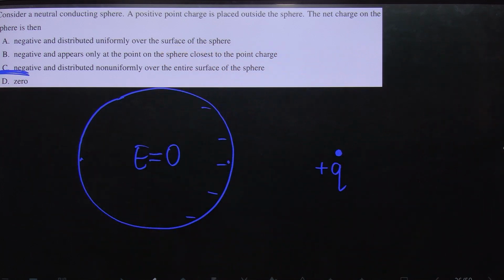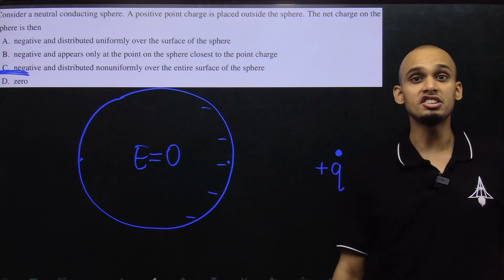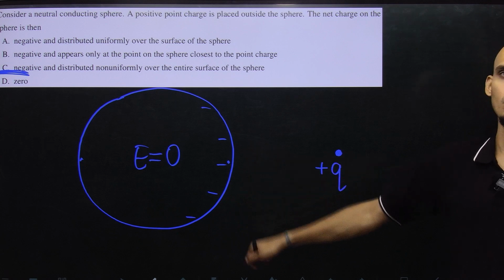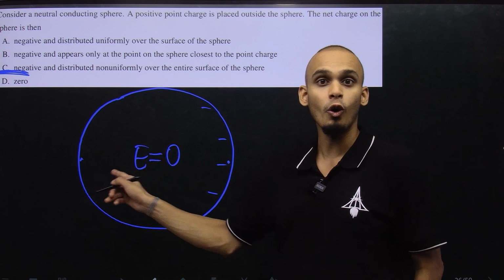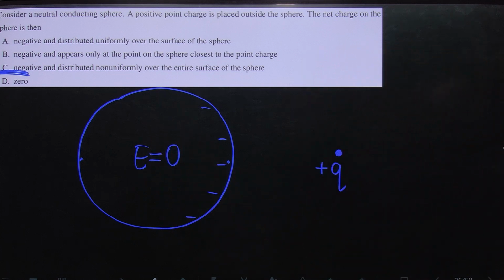Again, it's a very simple logical question, but if you make even a slight mistake in your judgment, you will get negative marks. Remember the basic concept always: the electric field has to be 0 inside a conductor. If you have a high electric field at some point, then the charge distribution should be high around that point, and around the other point the charge distribution should be low, such that the electric field is exactly balanced.